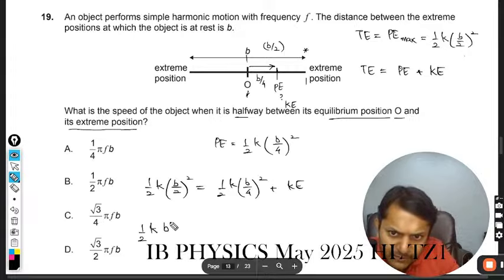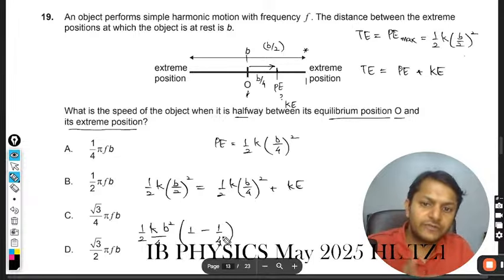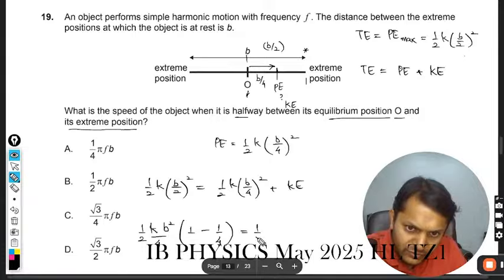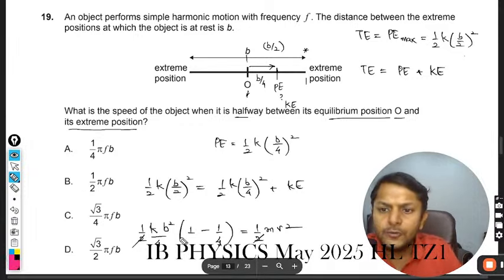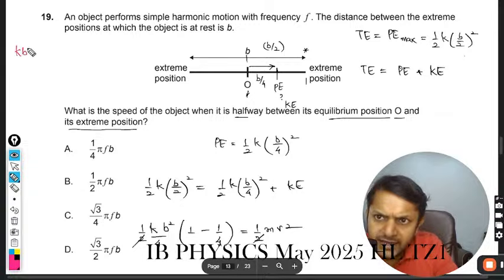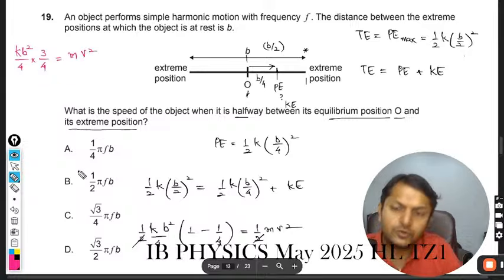Half k b square by 4 is taken common, and this goes to the other side. It will be 1 by 4, because 2 is in the denominator and 2 square is 4. Every other thing is taken common, so it will be 1 minus 1 by 4. That will be equal to the kinetic energy, which is half m v square. Half and half get cancelled out. This will be 3 by 4. So our equation will be k b square divided by 4 into 3 by 4 is equal to m into v square.